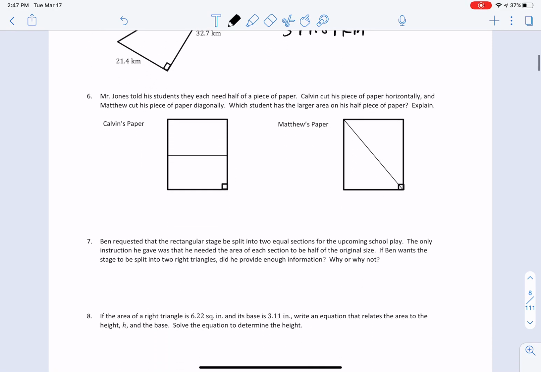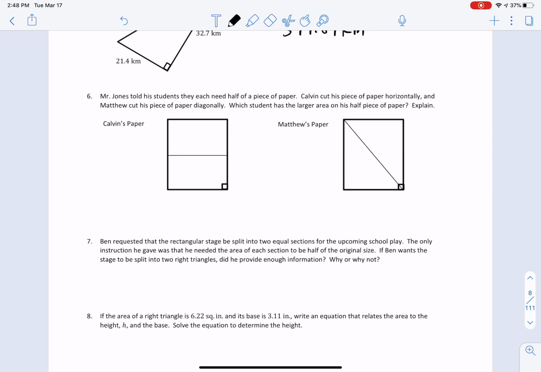All right, question number 6. Let's see. Mr. Jones told his students they each need half a piece of paper. Calvin cut his piece of paper horizontally. That is going left to right. And Matthew cut his piece of paper diagonally. Which student has the larger area on his half of paper? Half piece of paper. Explain.